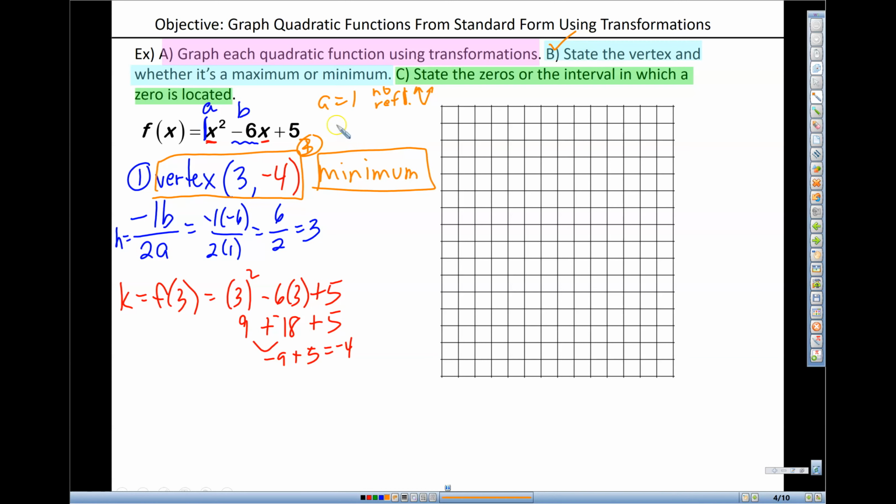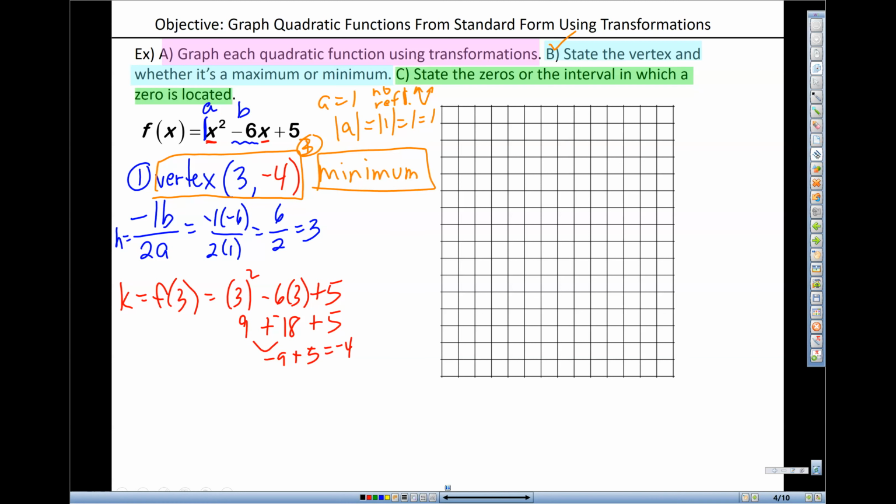So the absolute value of a is the absolute value of 1, which is 1. And 1 is equal to 1. It's not greater than 1, so there's no stretch. It's not less than 1, so there's no compression. So when we get 1 equals 1, we know there's no stretch, no compression. So now we'd be ready to start Part A, the graphing.